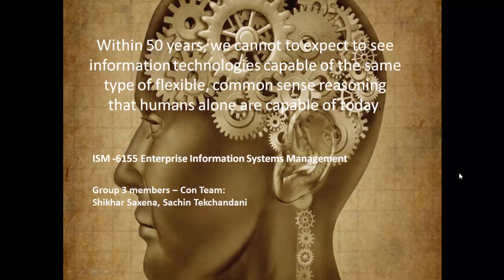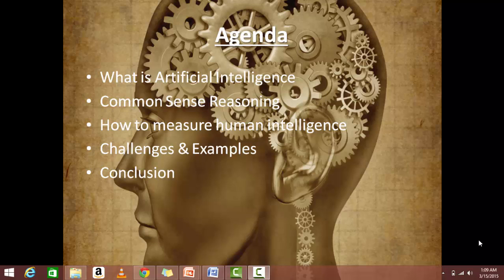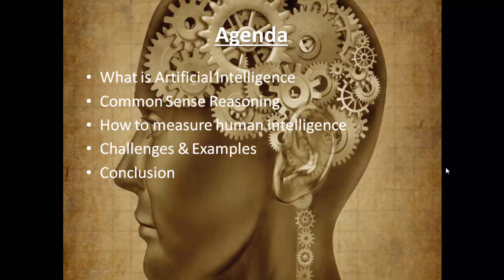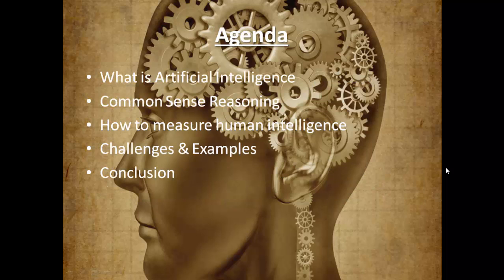For this presentation, we start with our agenda that outlines the content of the presentation. Our agenda includes: what is artificial intelligence, what is common sense reasoning, what are the parameters on which we can measure human intelligence, and what are the challenges that technology will face in the next few decades to come up with common sense. We will also cover some examples that support our points, and finally the conclusion.